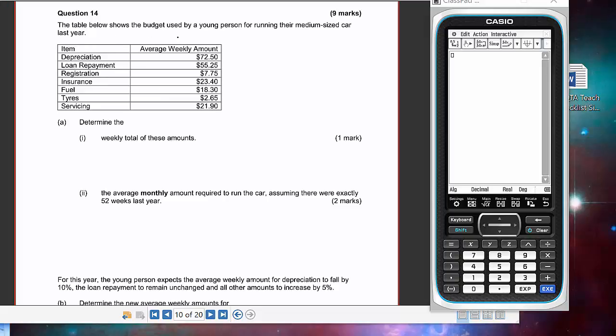The table shows the budget used by a young person for running their medium-sized car last year. We can see all of these amounts are actually weekly. So when it says for the weekly total, we just need to add them up.